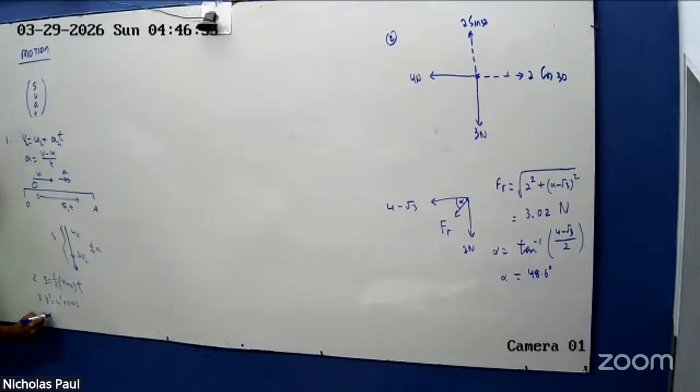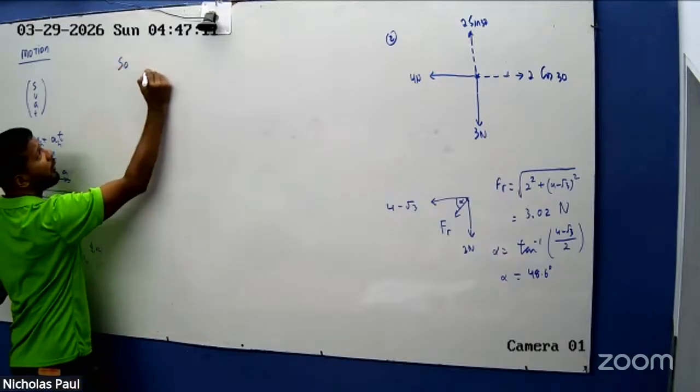Right? Next one. S is equal to UT plus a half AT squared. All right? So those are the equations of motion that you need to learn. Everybody okay with that? What do you recognize about equation 1, equation 3, and equation 4? What do they all have in common? They are all affected by acceleration, right?